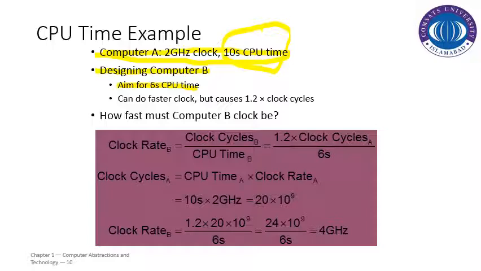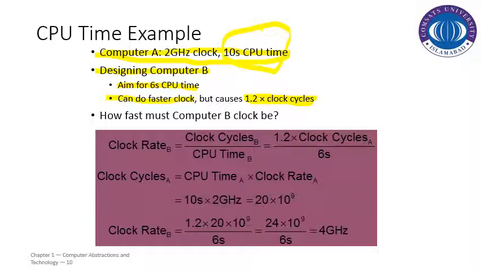But there is a constraint. The designer has determined that we can increase the clock rate, but if we increase the clock rate, the number of cycles is also increased by this factor. So this is the constraint. We have to tell the designer how much faster the computer B clock should be, so that the program that is taking 10 seconds to complete on computer A should take 6 seconds to complete on computer B.